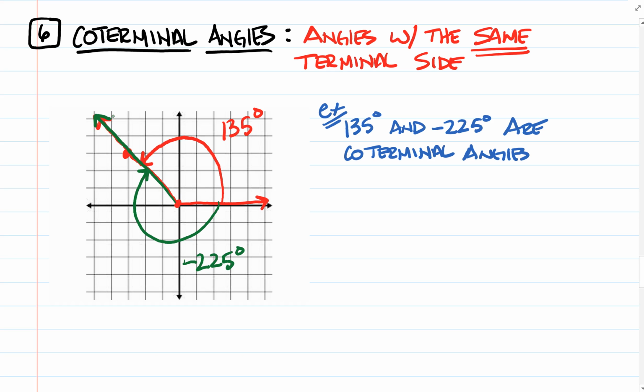So they end up in the same exact spot. So it's important to distinguish how you want to end up in this spot. You can get there by traveling a positive 135 degrees, or you can get there by traveling a negative 225 degrees. So these are examples of coterminal angles. I wonder how many coterminal angles we can come up with.